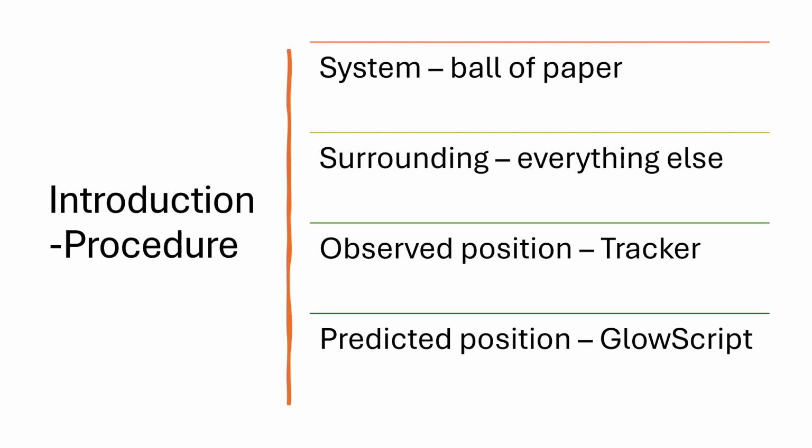To begin my lab, I first had to choose a system, which was a ball of paper, and the surroundings, which was everything else. First, a video was taken of the ball of paper being thrown across the air. That video was imported into Tracker, which allowed me to observe the trajectory of the ball of paper. Using data from Tracker, I was able to create a GlowScript code that generated a computational model of the trajectory of the ball of paper.